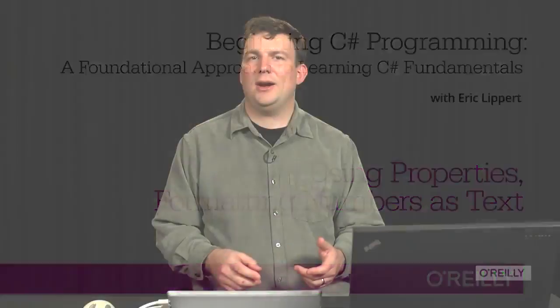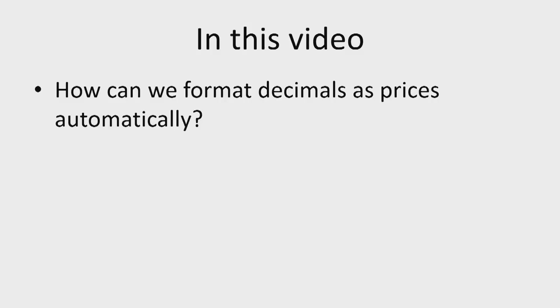In this video, we are going to look at how we can format decimal quantities as prices automatically. And this is kind of the first time in this whole course where we're going to look at solving a problem that has real pragmatic value. This happens in real programs all the time. People need to be able to have some value that they're manipulating and then display it as a price appropriately. So let's take a look at some code.